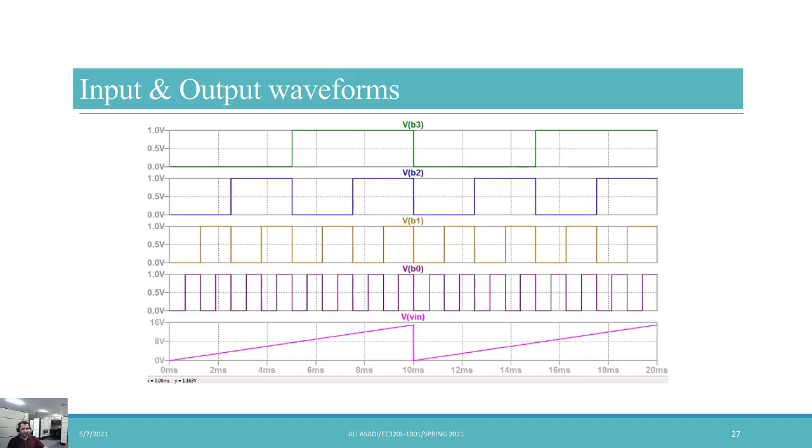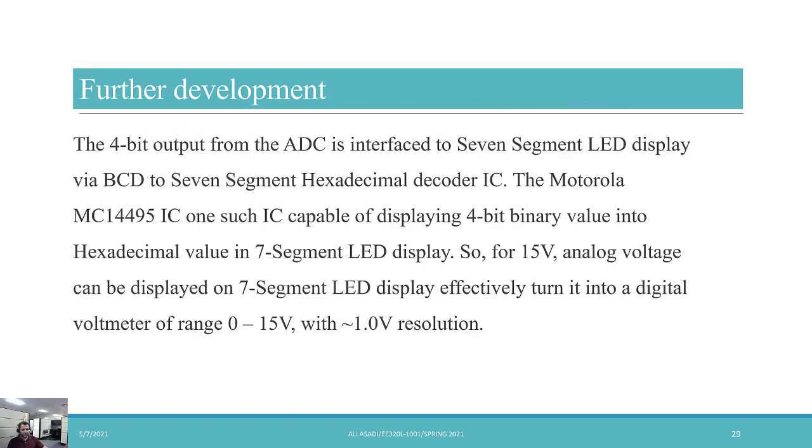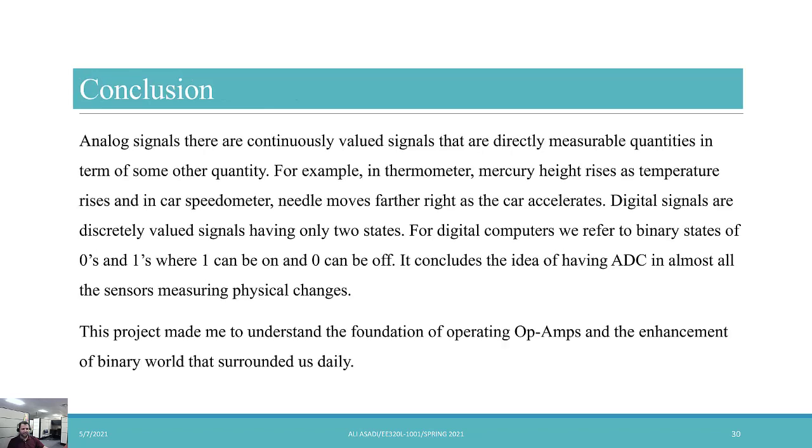So we have an analog input, and this is the output. This is the screenshot of the entire project, which I already showed in LT Spice. And for further development, I could use a 7-segment LED display to show the output. But since I was not working physically, this is just a subject for further development.